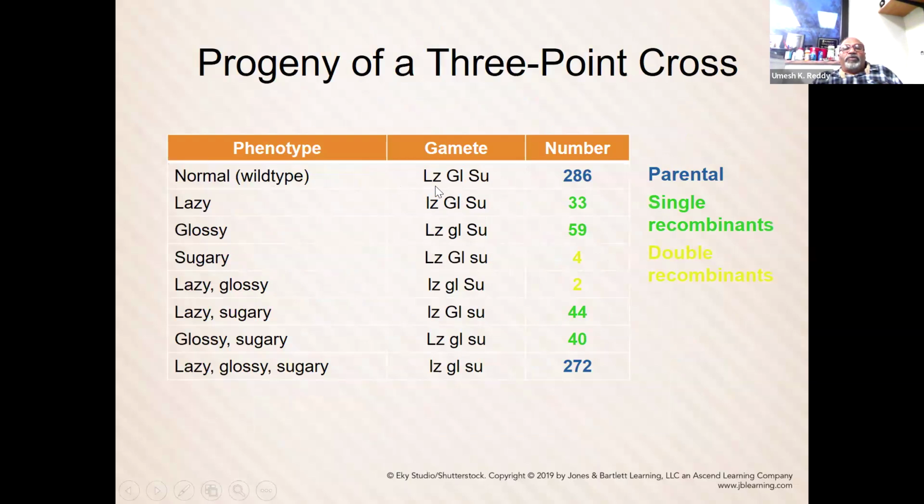When we talk about 3 different genes, like LG, GL, SU are 3 different genes, let me show you a whiteboard. How to show whiteboard? Where is that? I want to draw something.